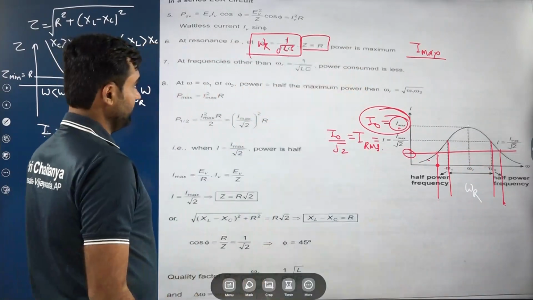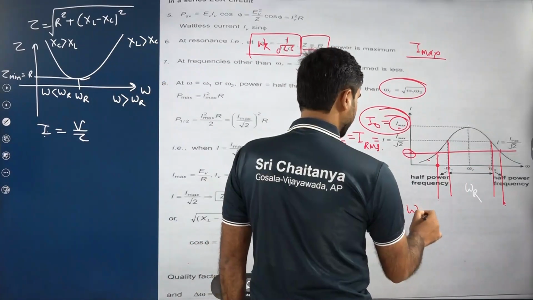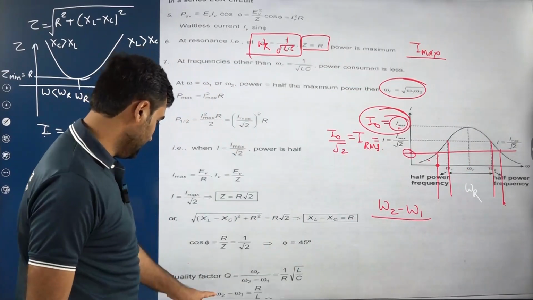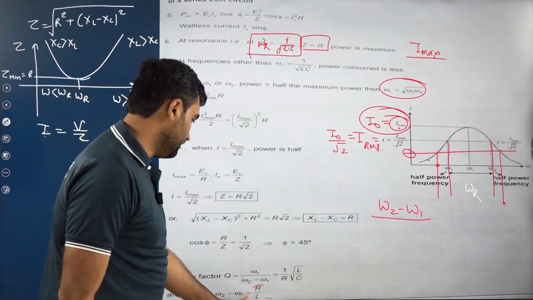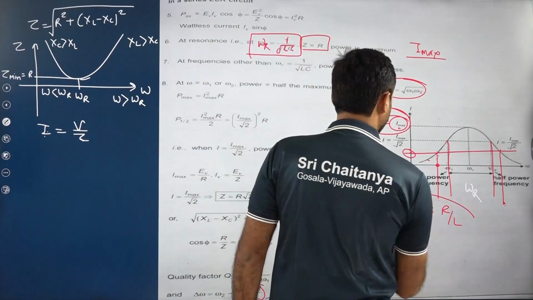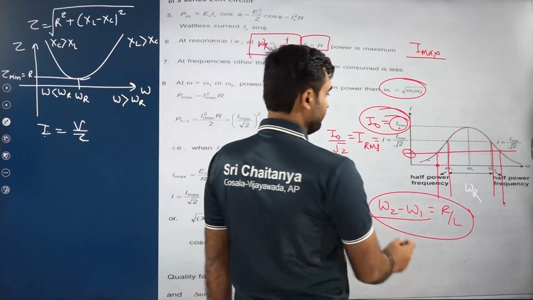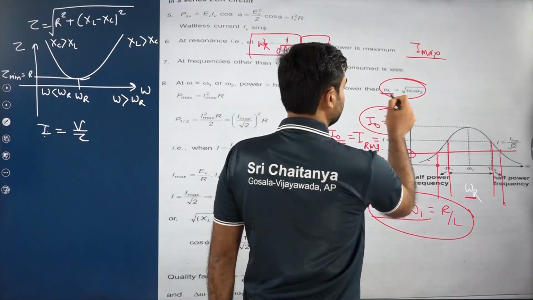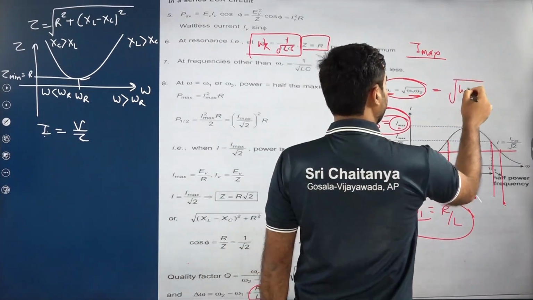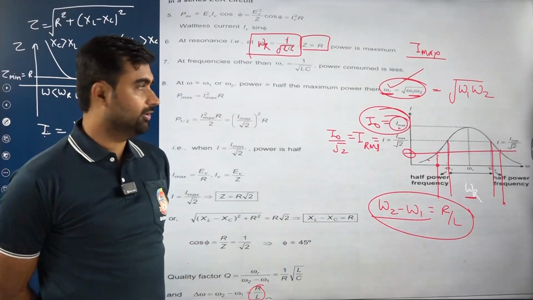What you have to remember? First point, the difference between these two frequencies, omega 2 minus omega 1. This difference value is equal to R by L. Very important. Okay. Second point, what is the relation between omega resonating and omega 1 and omega 2? Root of omega 1 times omega 2 is equal to omega resonating. This point also you have to remember.